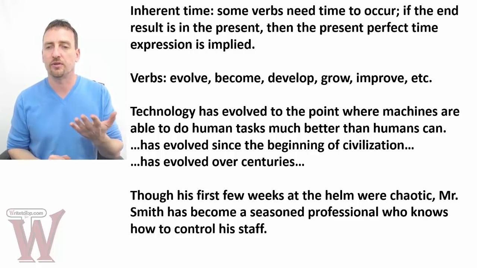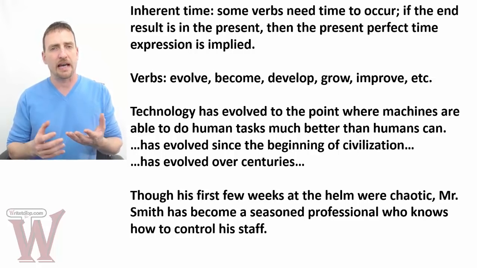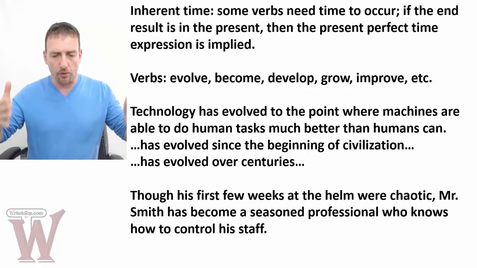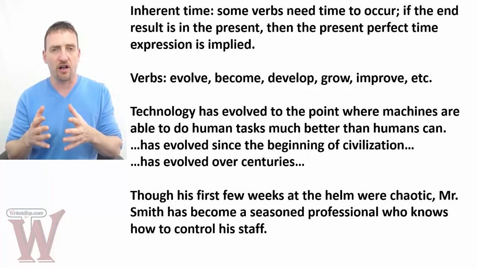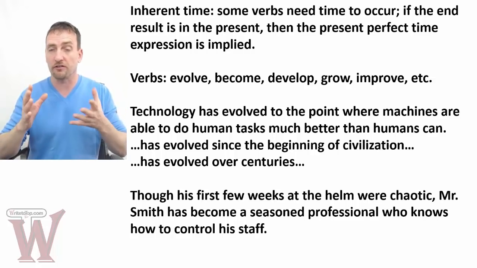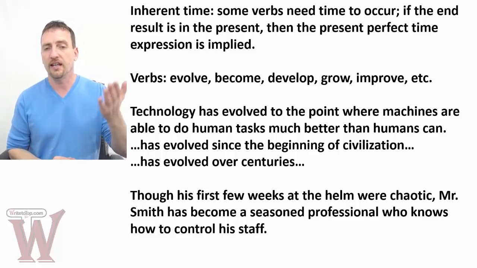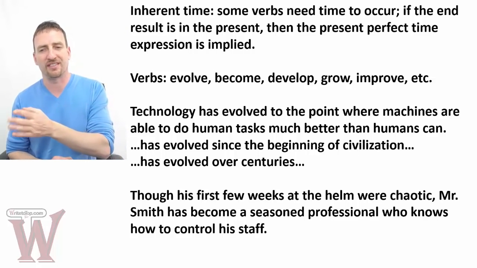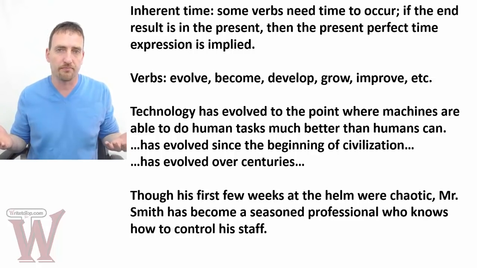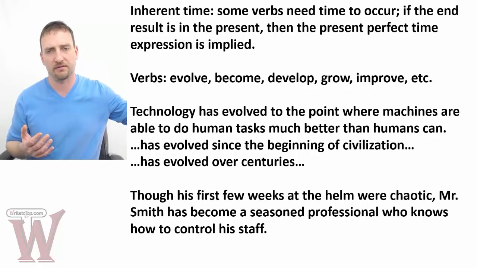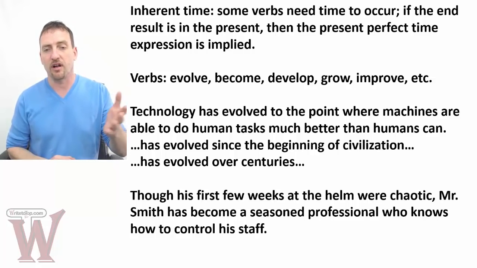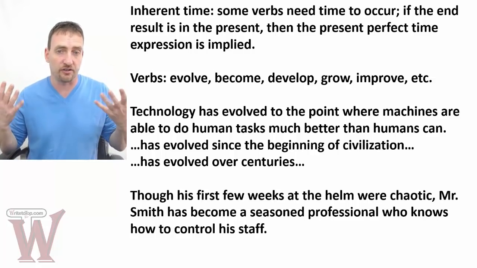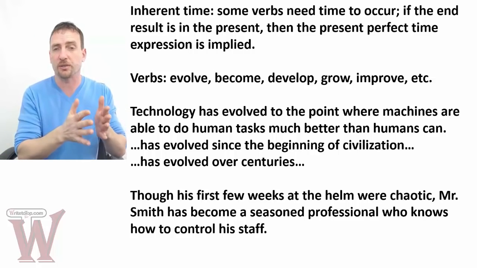Technology has evolved to the point where machines are able to do human tasks much better than humans can. Now, do I need to say since when or for how long? No. The fact that it's evolved means it took time. That's all I need to know. That's all the reader needs to know. I could say technology has evolved since the beginning of civilization to the point. But we're talking about technology. We're talking about the fact that it's moved since civilization. I don't need to say that. Has evolved over centuries. Again, understood in the word evolved, in the relationship to technology.